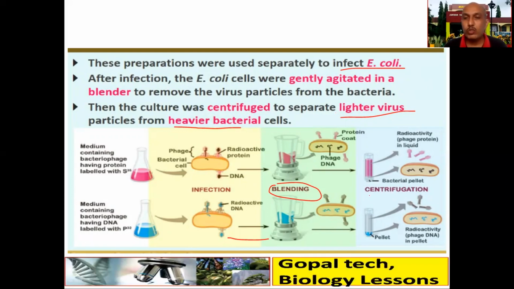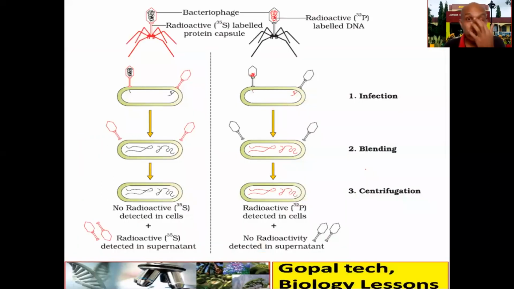See, the uppermost part here is radioactivity, that is phage protein in liquid, and here the bacterial pellet, that is higher density, and here the radioactivity, phage DNA, is in the pellet. So the blue color is seen here and the other color is seen there. Now just see from your textbook, you draw this diagram. Three steps. Number one, infection. Number two, blending. Number three, centrifugation.